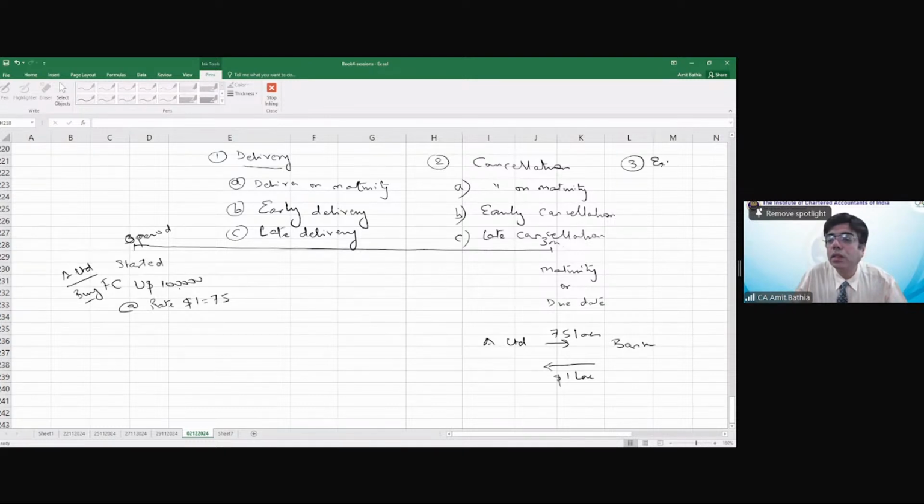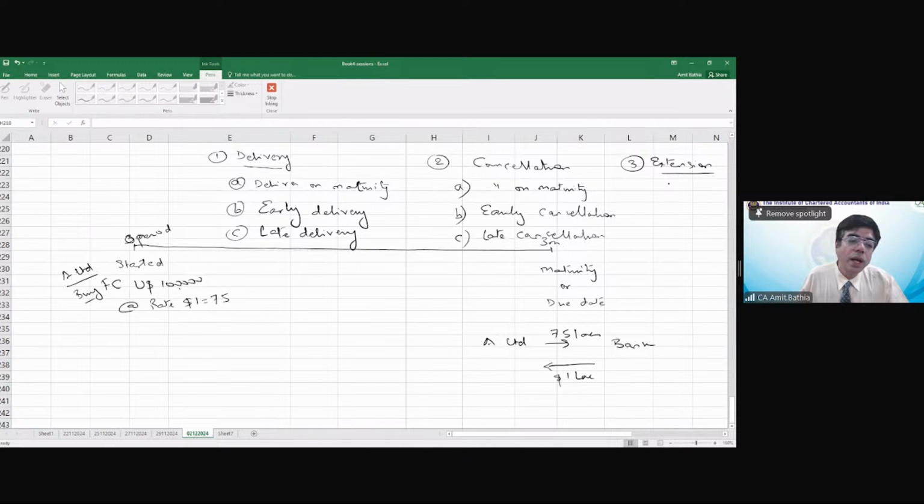Then third is extension. So in this particular case, for example, let's say after 2 months, I realize that maybe the party at the other end for whom I wanted to buy this foreign currency to pay them, that obligation is not prevailing anymore, or some other better arrangement has come through. So I want to cancel my contract. So I can do that cancellation on maturity, or I can do early cancellation, or I can do late cancellation. Why late cancellation? Probably I forgot or whatever, so it happens.